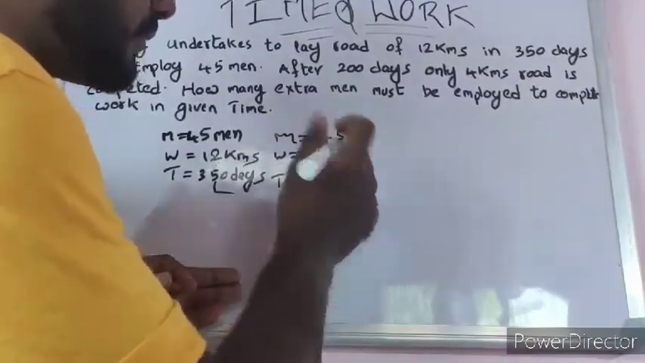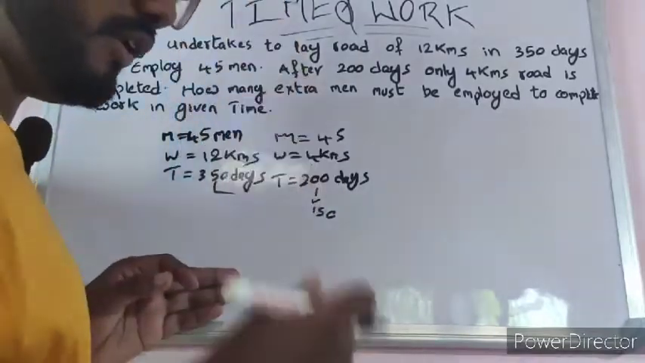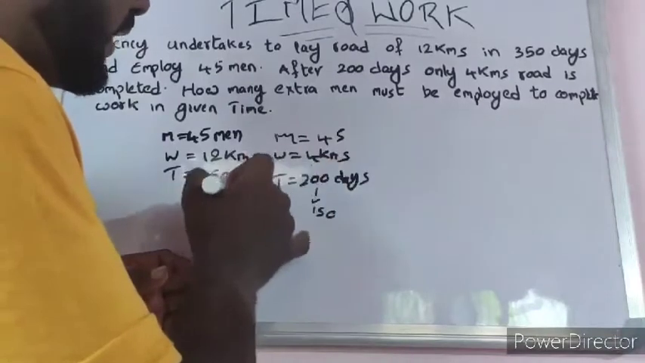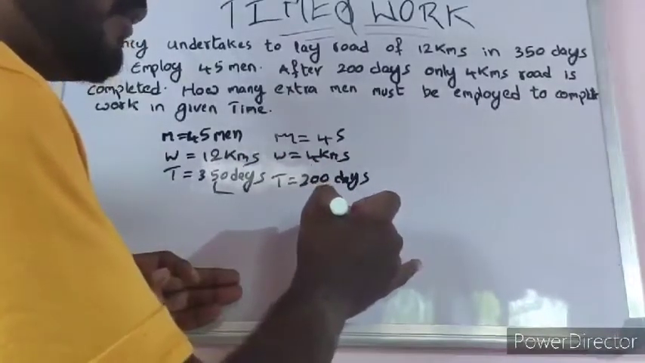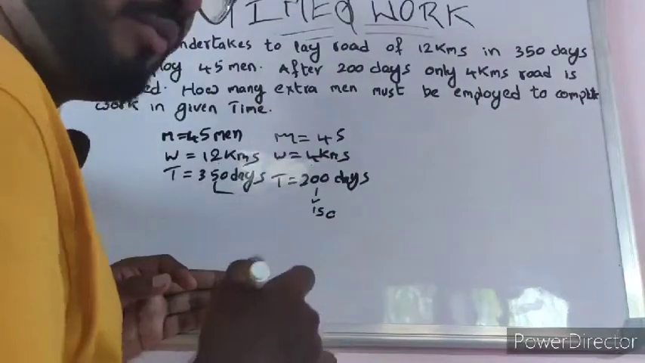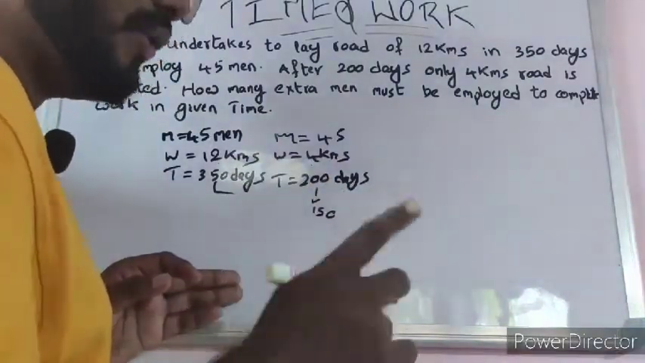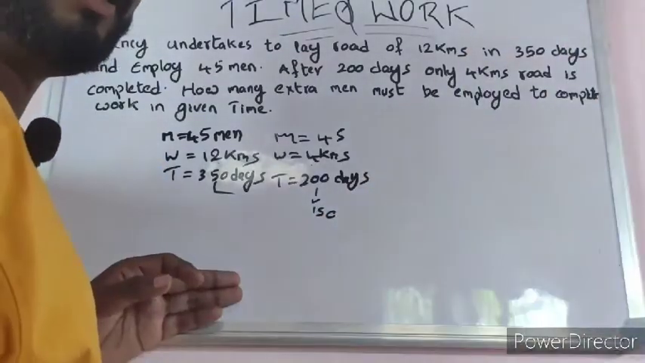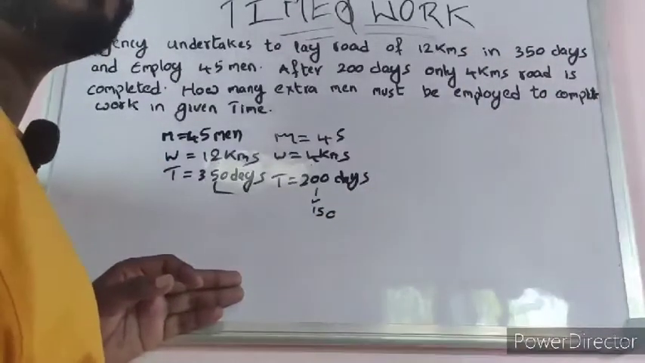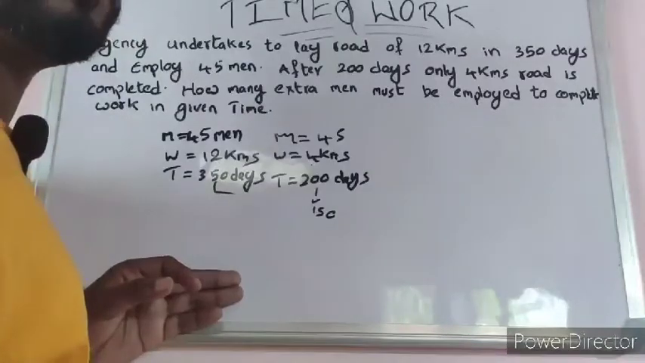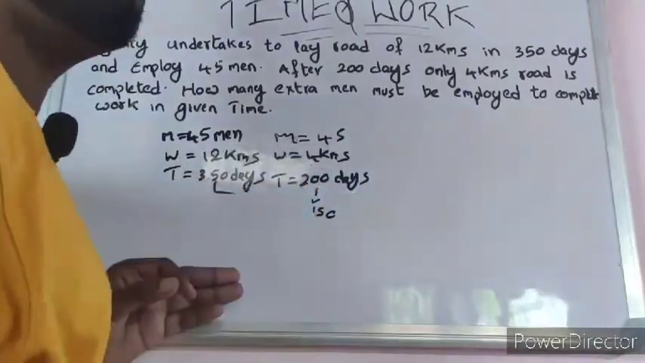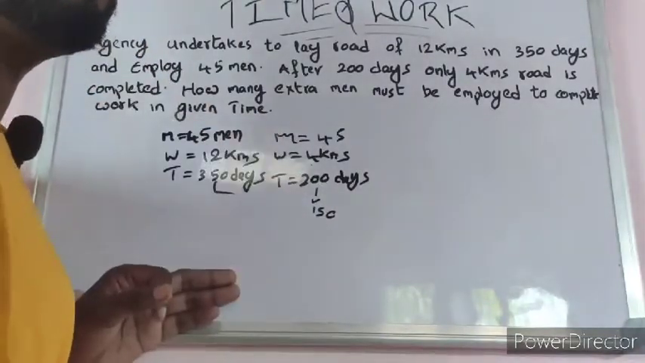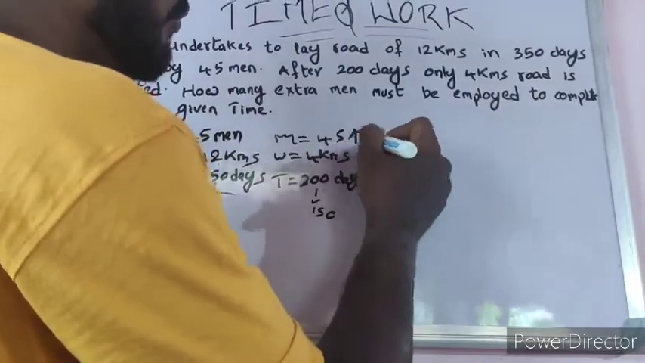150 days. If you work at this same rate, do you think we can complete 8 more kilometers in 150 days? No. But we need to complete it, because we have undertaken the contract that we will complete it, and if we don't, we will suffer losses. So we need to complete this. So to do that work in that particular time span, what we can do is increase the number of men.